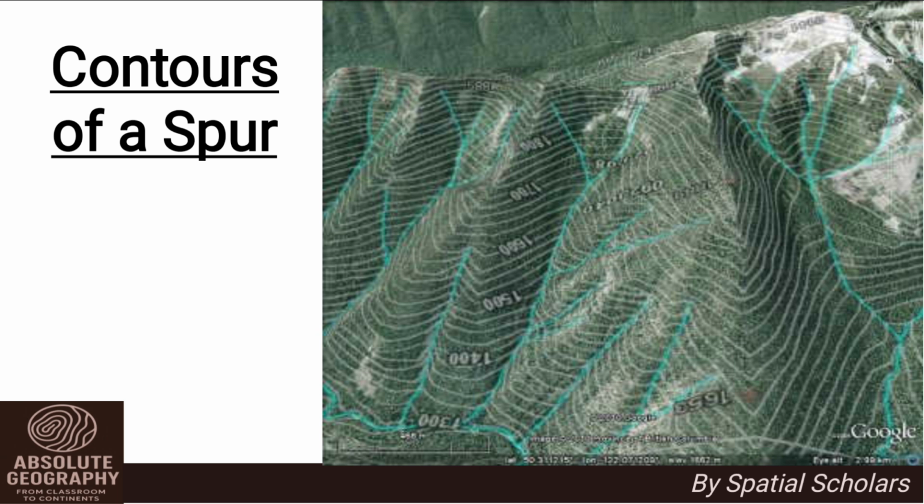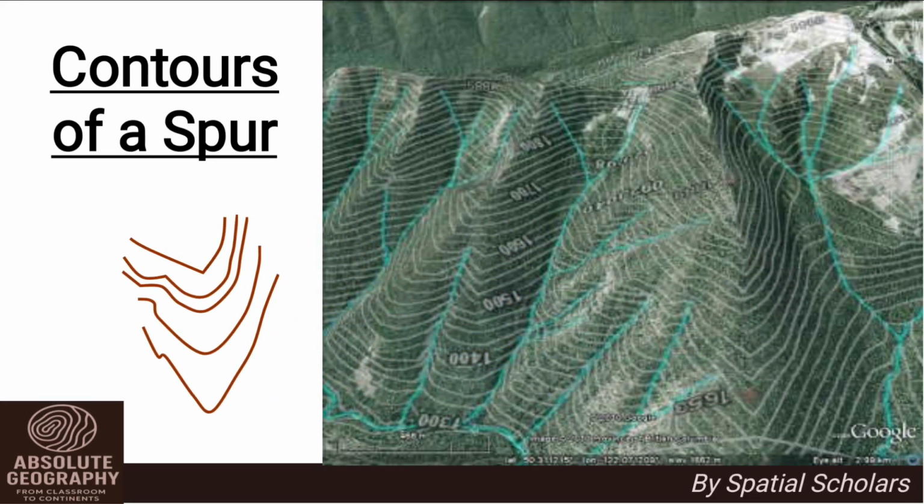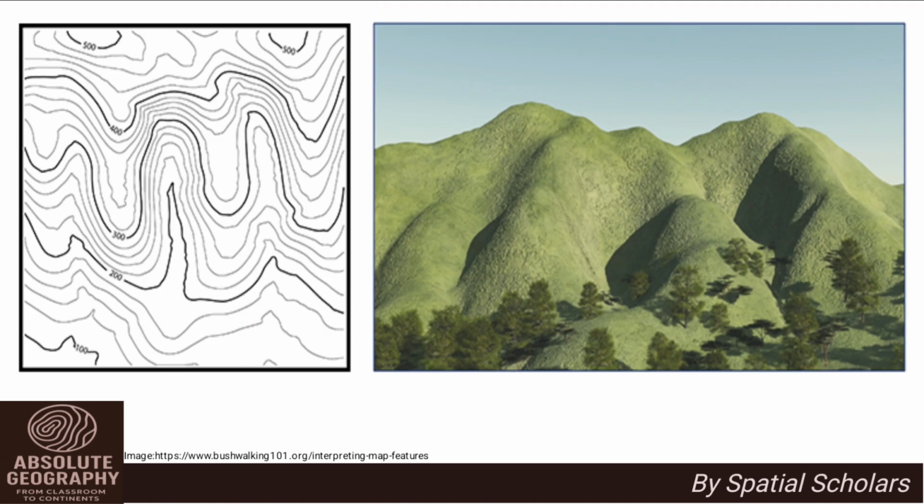A spur is a projection of high land extending from a hill or a ridge, usually found between two valleys or gullies. The contours of a spur form a V-shaped pattern, but unlike a valley, the V is pointing downwards, that is towards the lower land. The shape of the V may be narrow or wide depending upon the steepness of the slope.